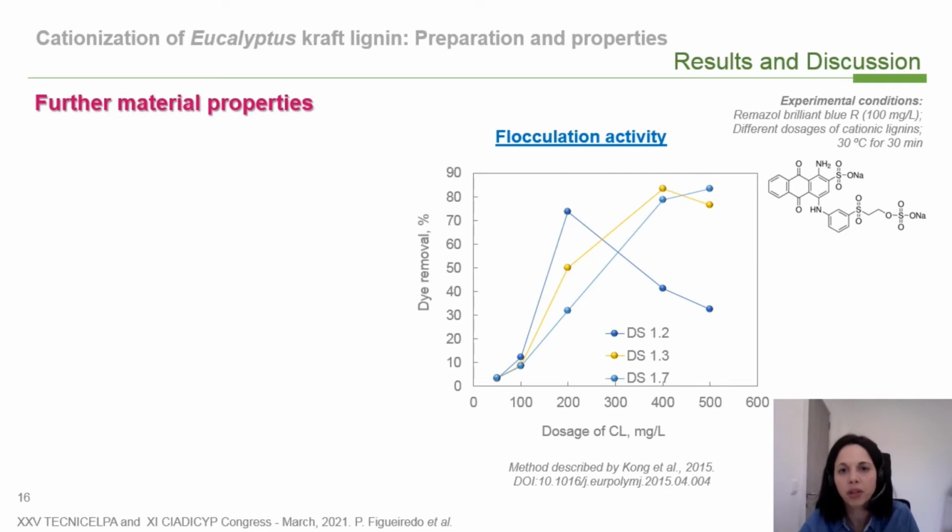The last results show the flocculation activity towards the anionic dye called Remazol Brilliant Blue. The results show that up to 83% of the dye could be removed, and that each cationic lignin had an optimal dosage for maximum dye removal. Moreover, lignin with a degree of substitution of 1.2 was interesting as it showed a phenomenon reported in the literature, which occurs when the concentration of the flocculant is higher than required. In that case, and also here, overcharging results in a restabilization of the dye particles and therefore in a reduced dye removal from the solution.